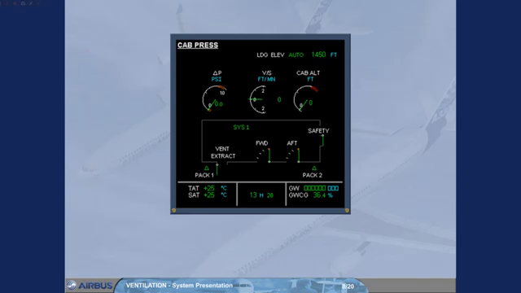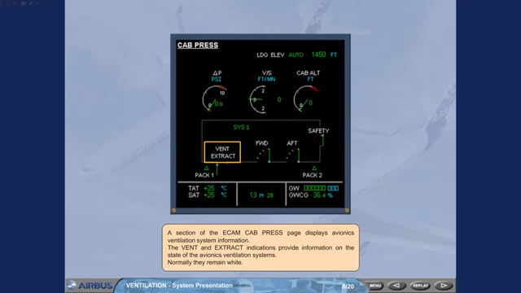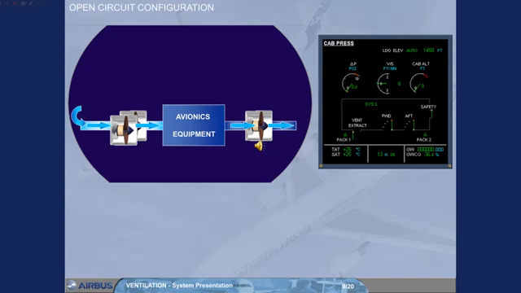A section of the ECAM cab press page displays avionics ventilation system information. The vent and extract indications provide information on the state of the avionics ventilation systems. Normally they remain white. On ground, with engines not running, air blown through the avionics equipment is discharged overboard via an overboard extract valve.